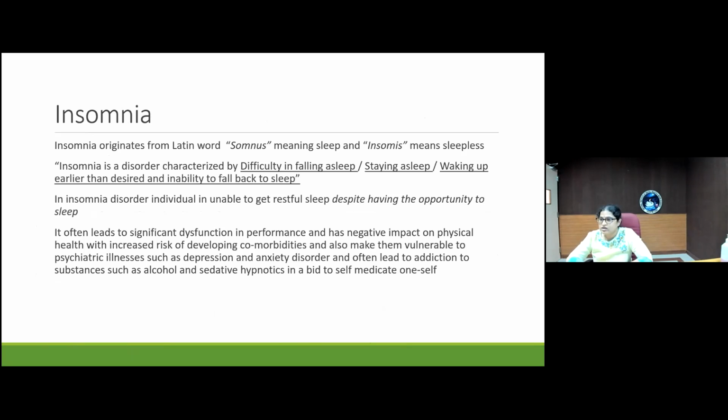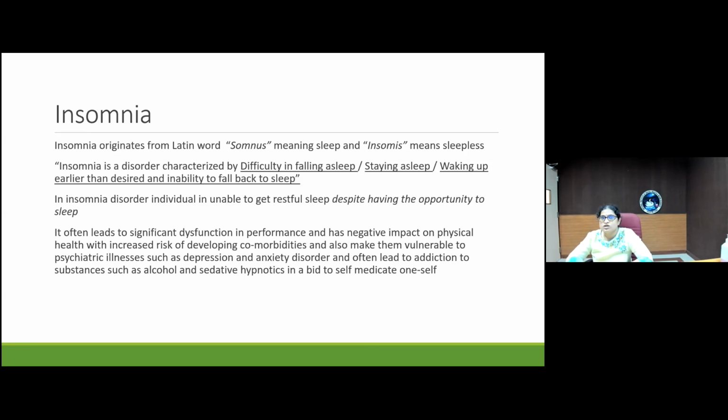Now first coming to insomnia. Insomnia originates from a Latin word, somnus, which actually means sleep, and insomnus, which means sleeplessness. So insomnia is a disorder characterized by difficulty in falling asleep, staying asleep, waking up earlier than desired, and inability to fall back to sleep. That is, it includes difficulty in initiating sleep, that is falling asleep, and difficulty in maintaining sleep. That is, once a person falls asleep, he is unable to sleep continuously, or once he wakes up, he cannot fall back to sleep.